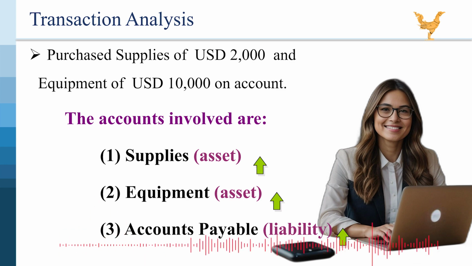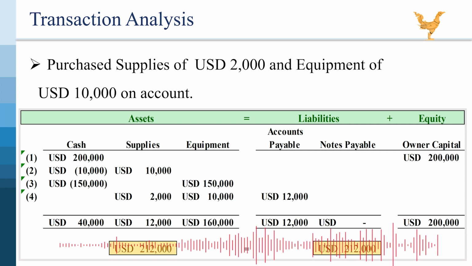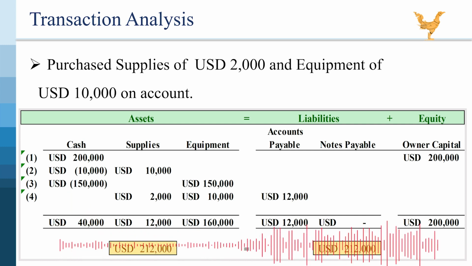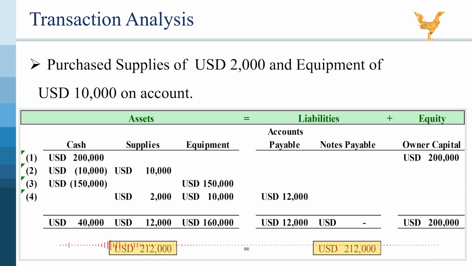This transaction demonstrates a crucial concept in accounting. Every transaction has a dual effect. In this case, it increased both your assets, supplies and equipment, and your liabilities, accounts payable. This keeps the accounting equation balanced. This continues the explanation of how transactions impact the accounting equation. Assets equals liabilities plus equity.